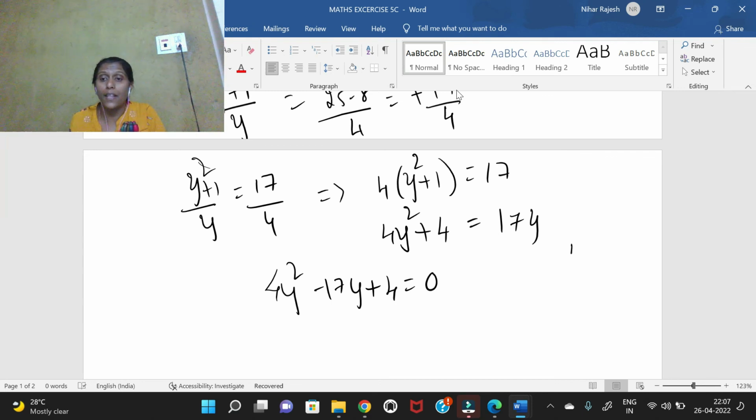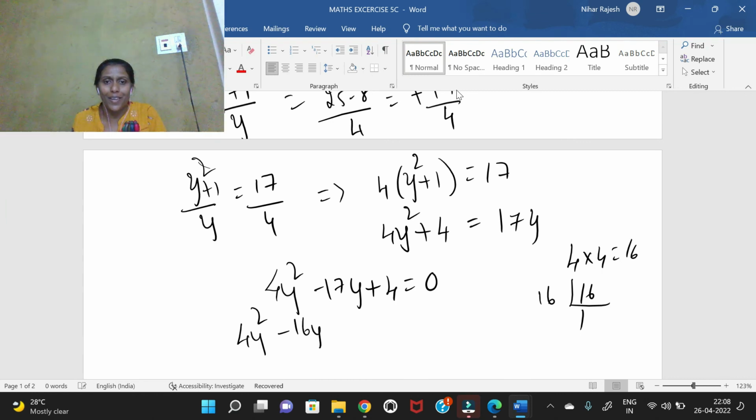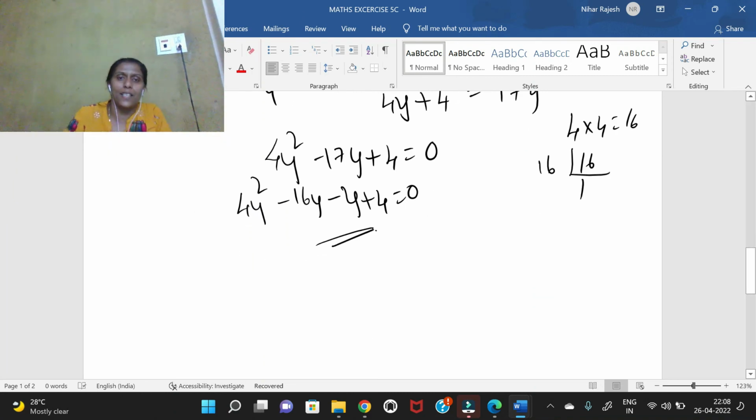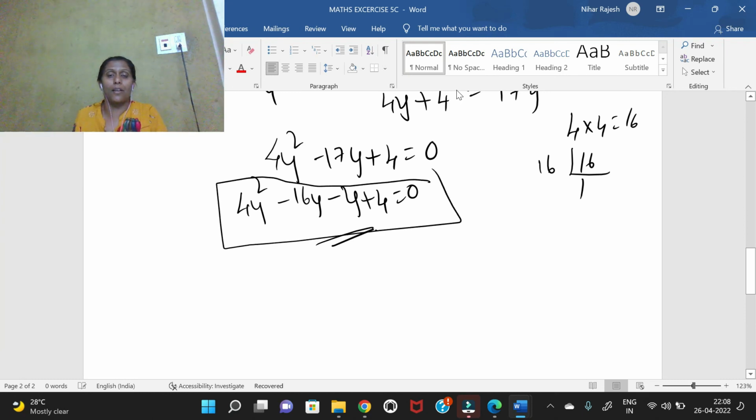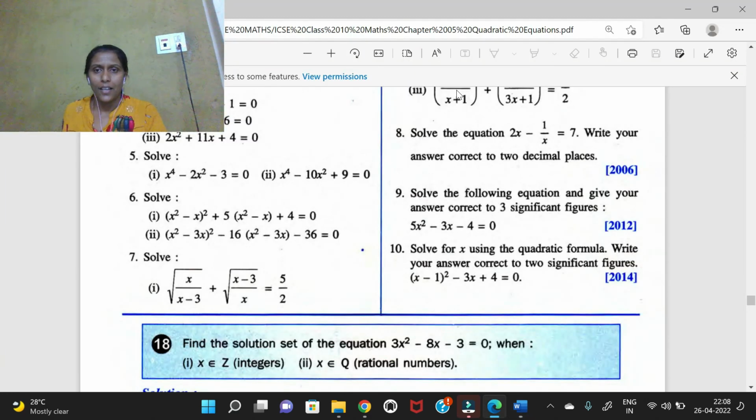So finding the roots: 4 into 4 is 16, 16 ones, and 16 plus 1 is 17. 4y square minus 16y minus y plus 4 is equal to 0. Then solve this equation and get the roots either by factorization or using the formula, however you want. When they are not specified, you have the choice. When they are specified, you should be careful to use the formula. Right. Next.